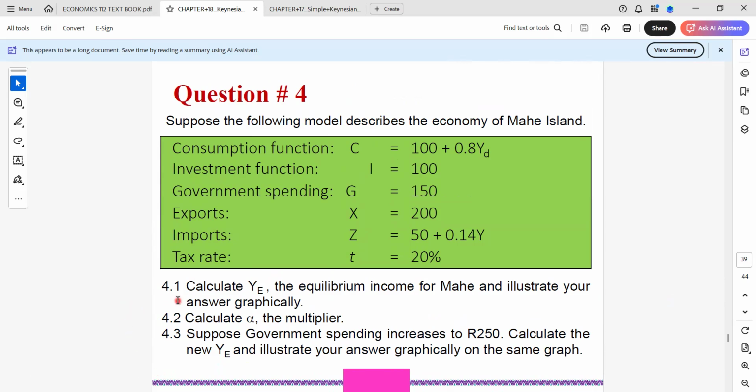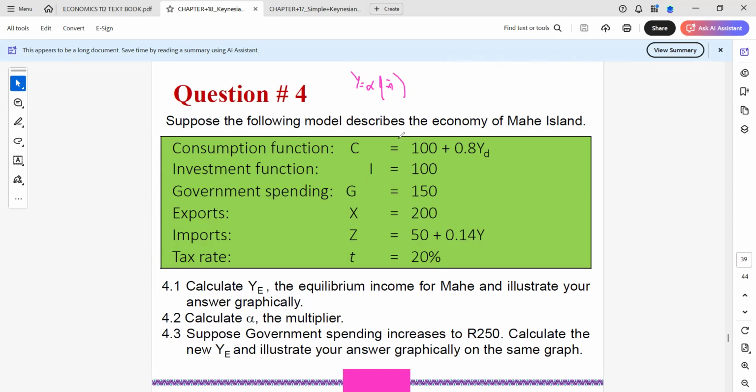4.1 says calculate the equilibrium income for Mahe and illustrate your answer graphically. To calculate equilibrium income, it didn't tell us which approach to use, so let's use the multiplier approach because it is simpler. Equilibrium income Y equals the multiplier times all the autonomous components of aggregate expenditure.